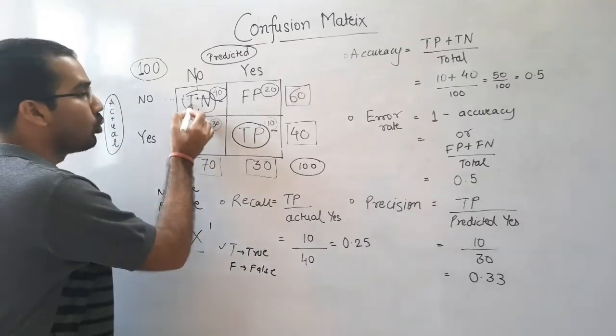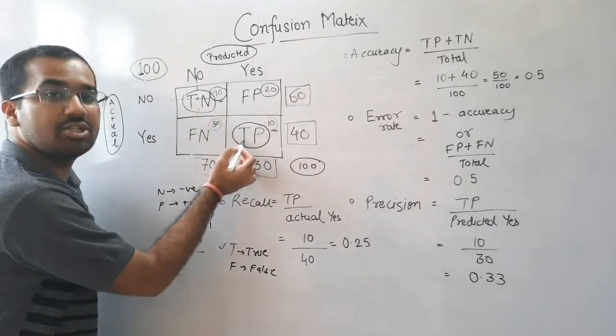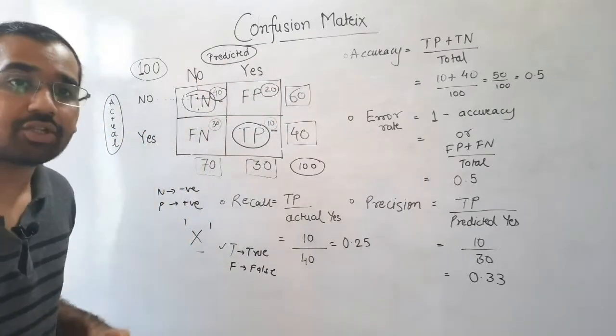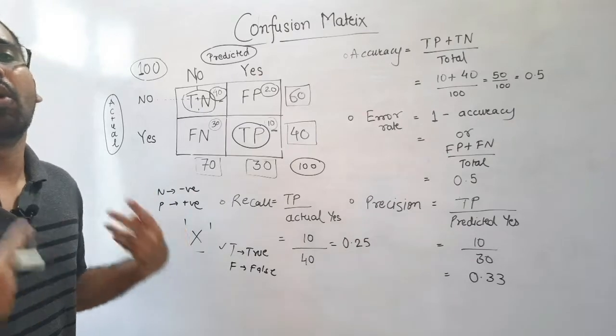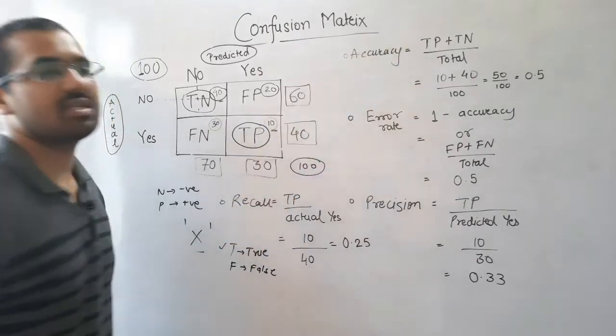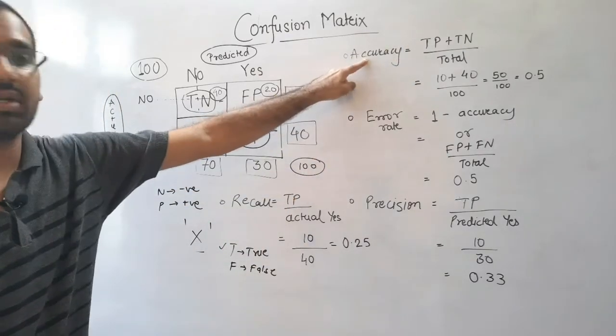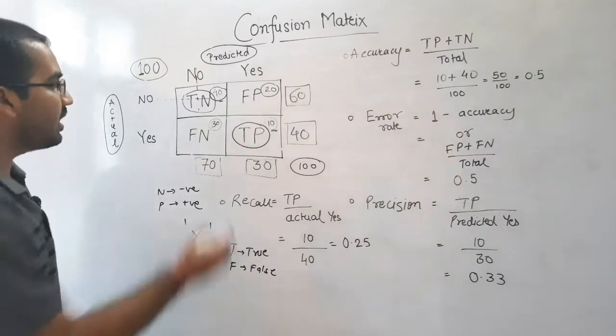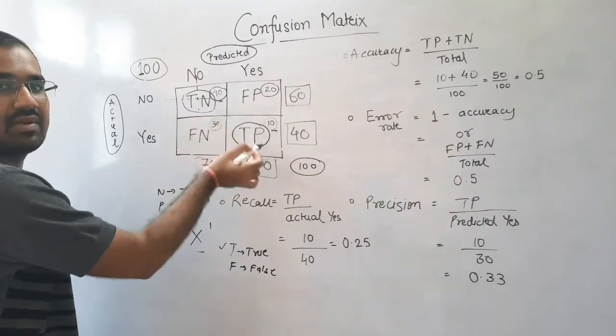True, you can see this true. True means both the sides are matching. Okay, and that shows how accurate your model is, and that's what we can calculate from here, accuracy. So whenever we are talking about the accuracy of our model, we are considering these two things.